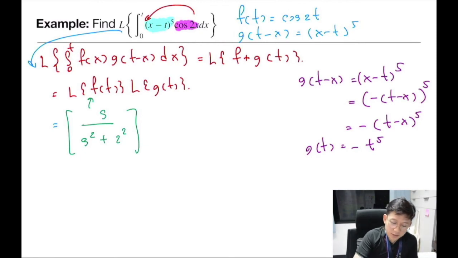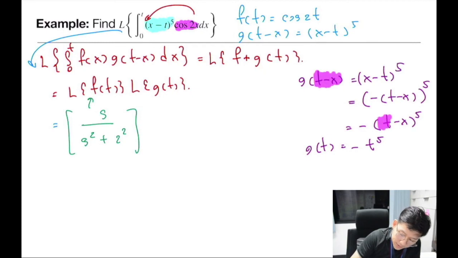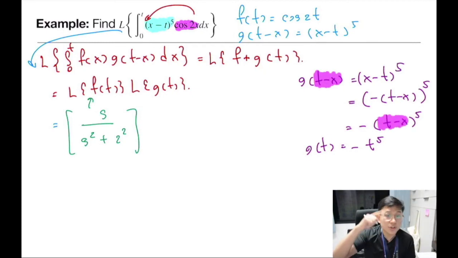Make sense? You look at this as a box. So g of red is minus red to the 5. See? g(t minus x) is minus (t minus x) to the 5. G of pink is minus pink to the 5. So g(t) is minus t to the 5.